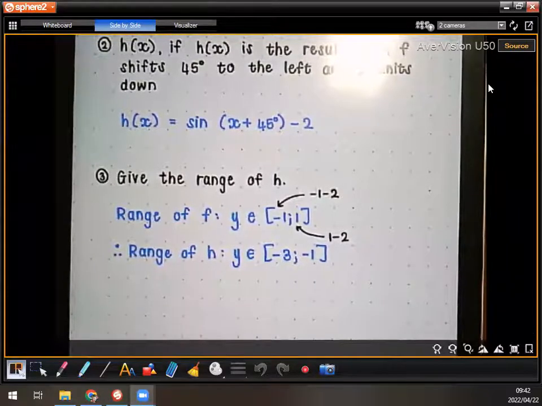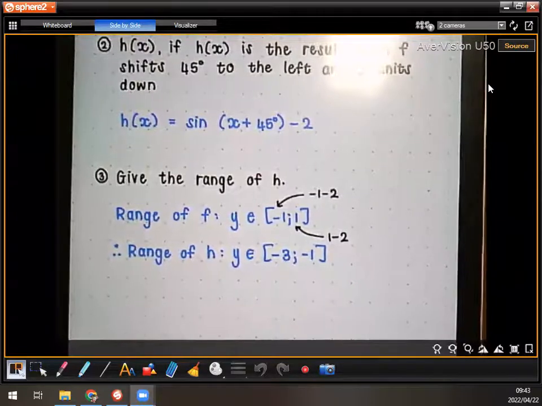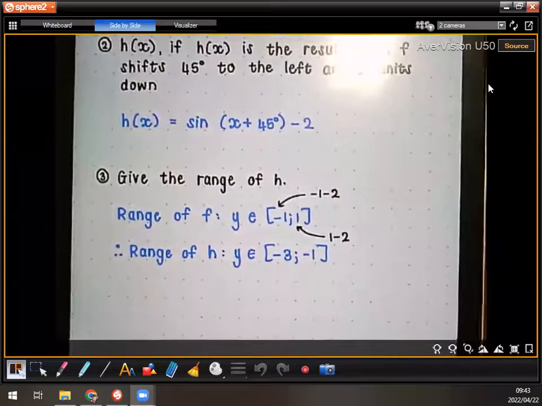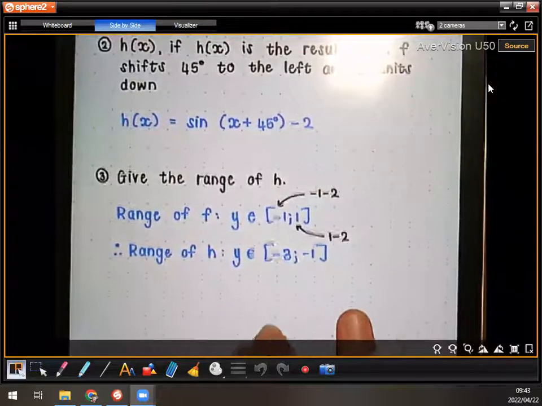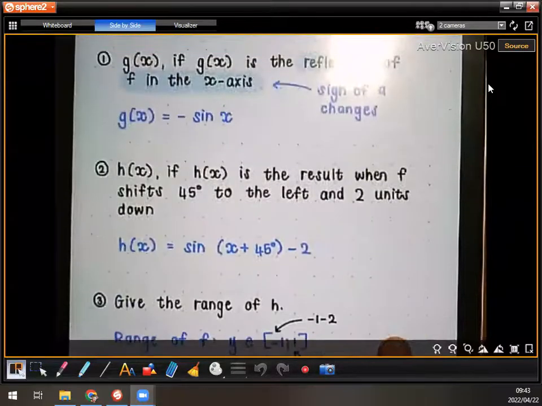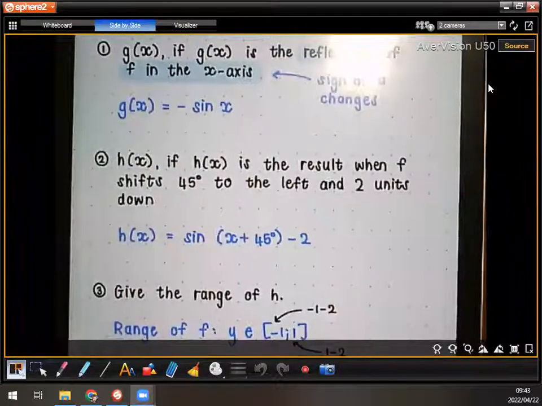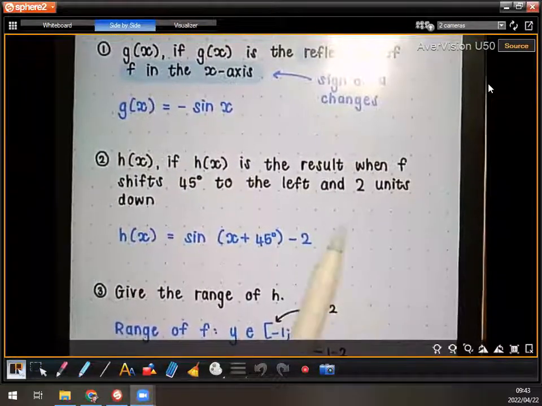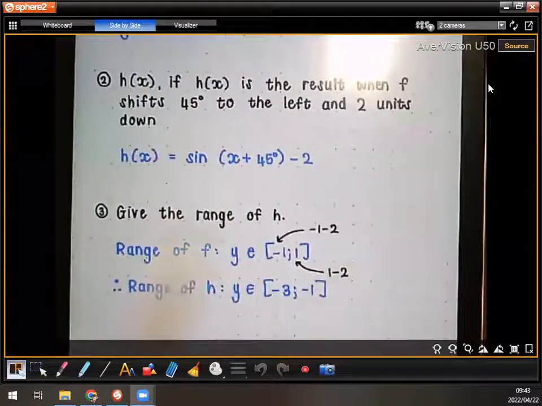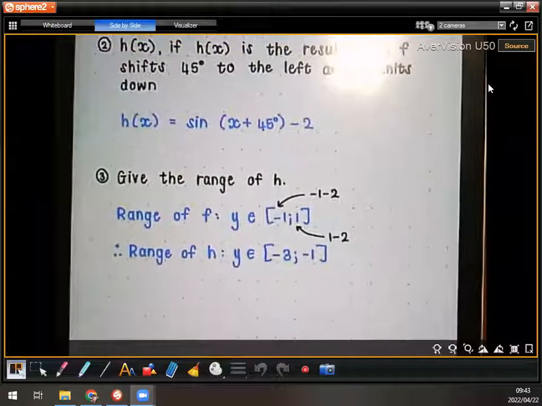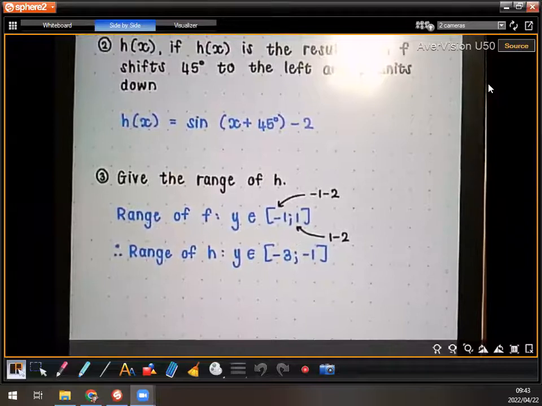Let's just see what other types of questions. Okay, that's kind of it. I think these are mostly the types of questions. They ask you to reflect in the x-axis, then you change the sign of a. They can do a shift to the side, a shift up or down. Then you do this kind of thing. They can ask you for a range of the graph, right? Then you must just shift the range as well.